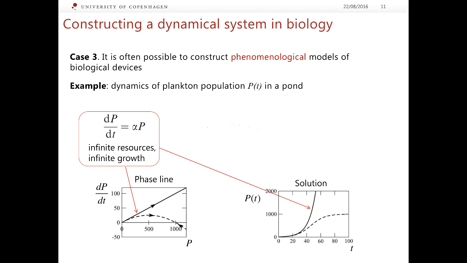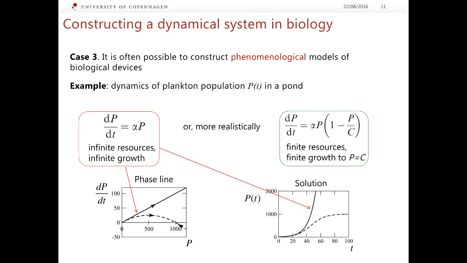Now consider a more realistic model. This model is highlighted in green box, and this model assumes that the resources are actually finite and there are enough resources to support a steady population whose size is equal to c. Now the model instantly becomes nonlinear, and if we show the phase line diagram, just like before, we show the right-hand side, the rate of change, as a function of the plankton size p. It is shown by the dashed line.